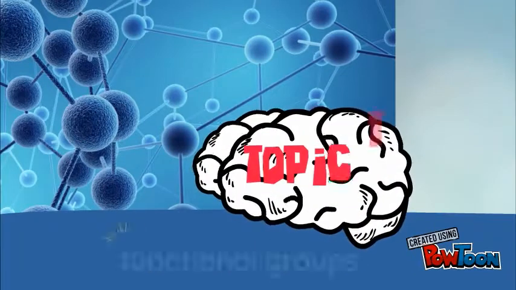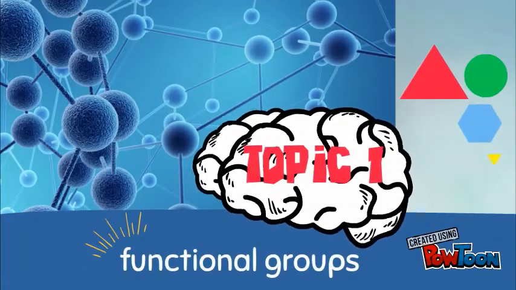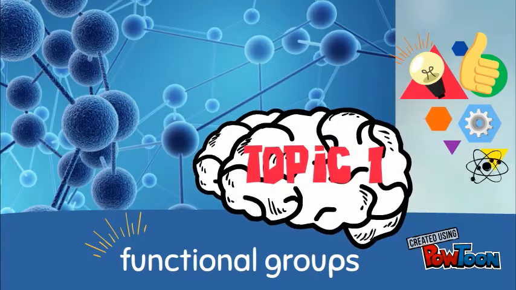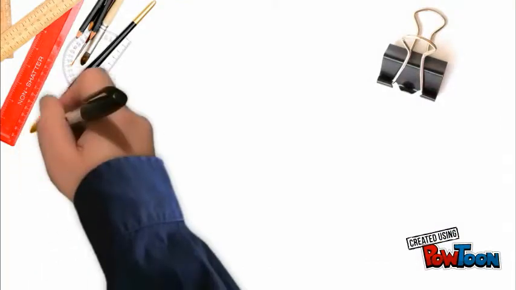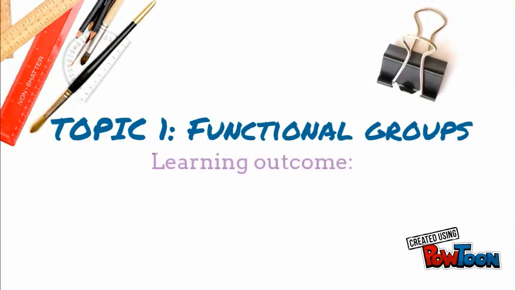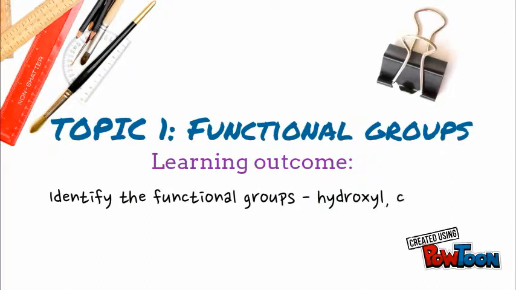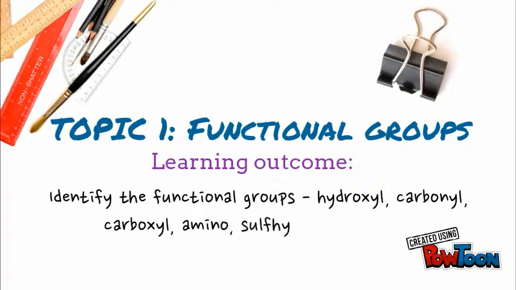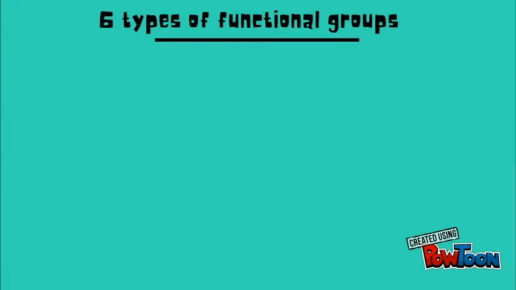Welcome to topic 1 of this chapter. We will learn the basics of functional groups in biology. So, let's get started. In this topic 1, the functional groups, as for the learning outcome, at the end of this chapter, students should be able to identify the functional groups of hydroxyl, carbonyl, carboxyl, amino, sulfhydryl and phosphate. There are 6 types of functional groups.